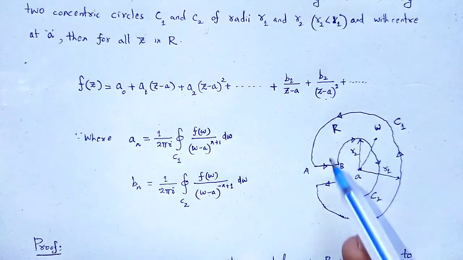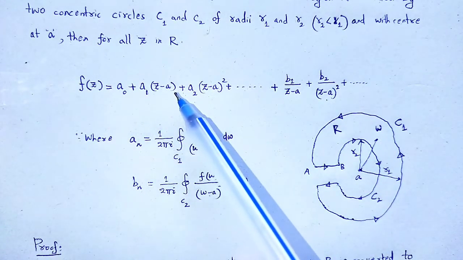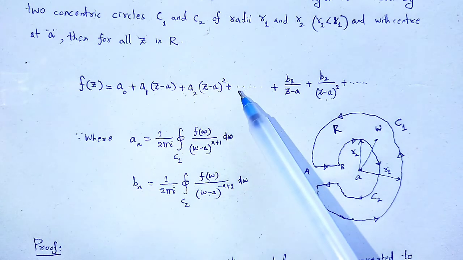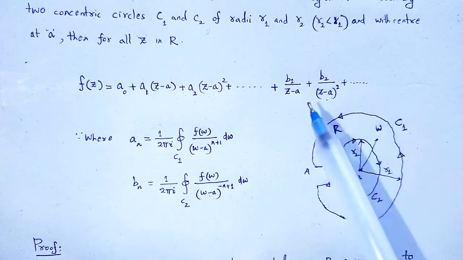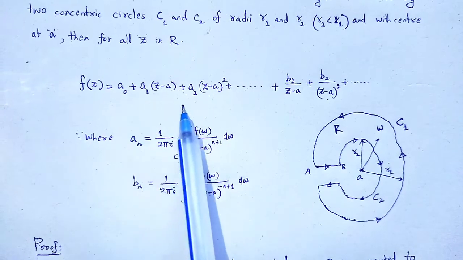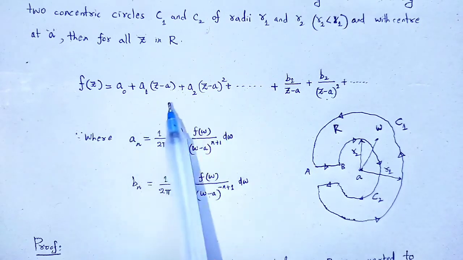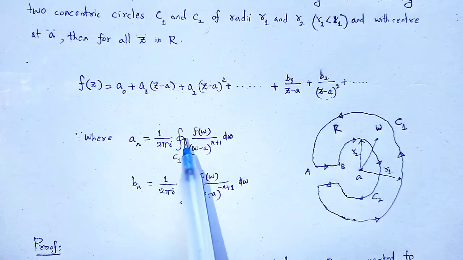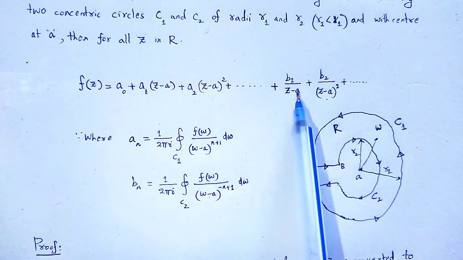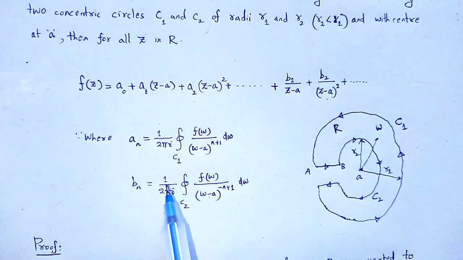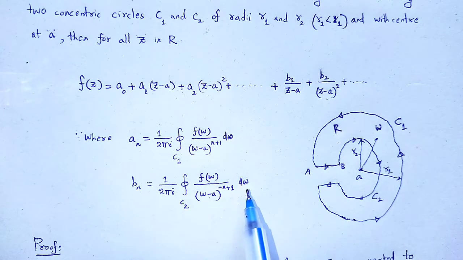that function is expanded as a0 plus a1 (z minus a) plus a2 (z minus a) squared plus dot dot dot, plus b1 divided by (z minus a) plus b2 divided by (z minus a) squared plus dot dot dot, where the coefficients an is equal to 1 by 2 pi i closed curve integration over C1 f of w divided by (w minus a) to the power n plus 1 dw, and bn is 1 by 2 pi i closed curve integration over C2 f of w divided by (w minus a) to the power minus n plus 1 dw.